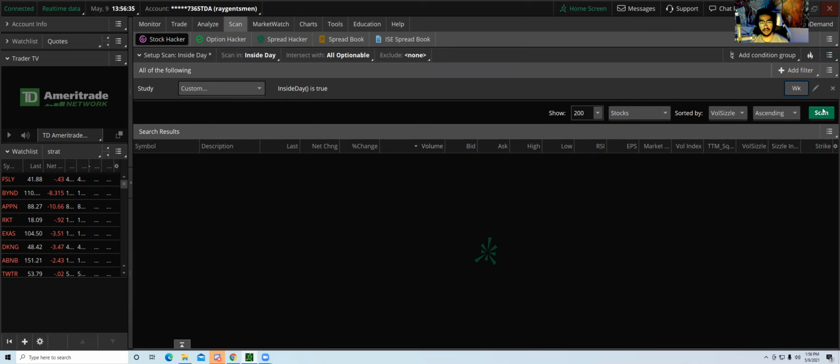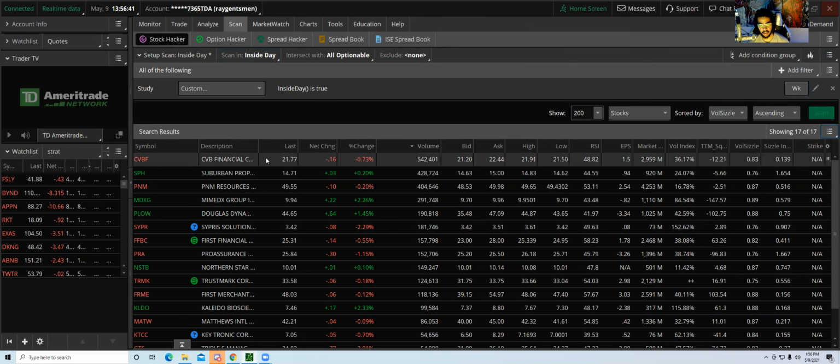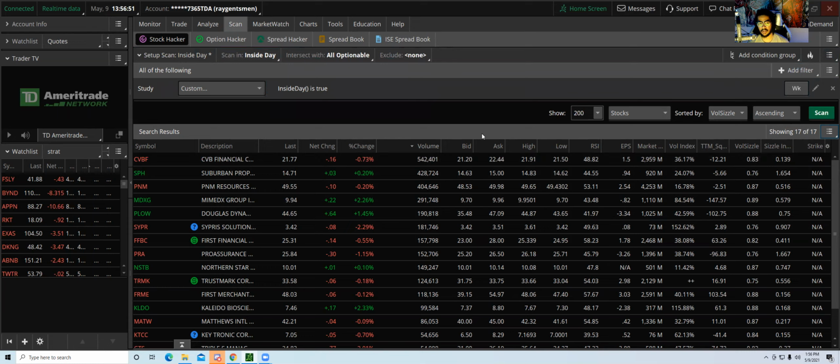Then I make sure I intersect with all optionable. Then I click scan, and you have 17 stocks show up. But I'm going to tell you now, I don't like any of these just because they're not over 1 million in volume, so I'm not even going to waste my time looking at them.